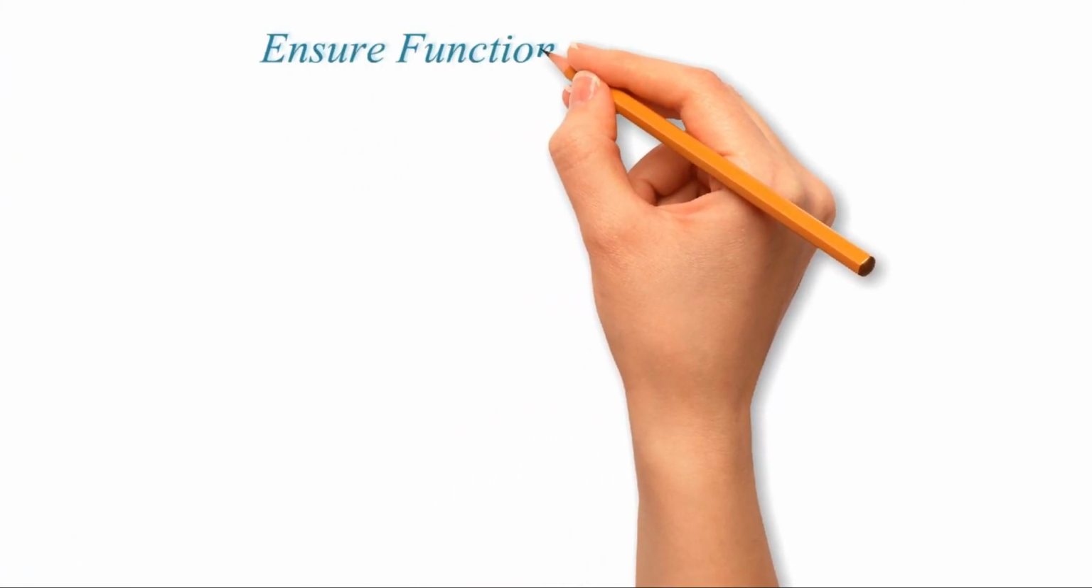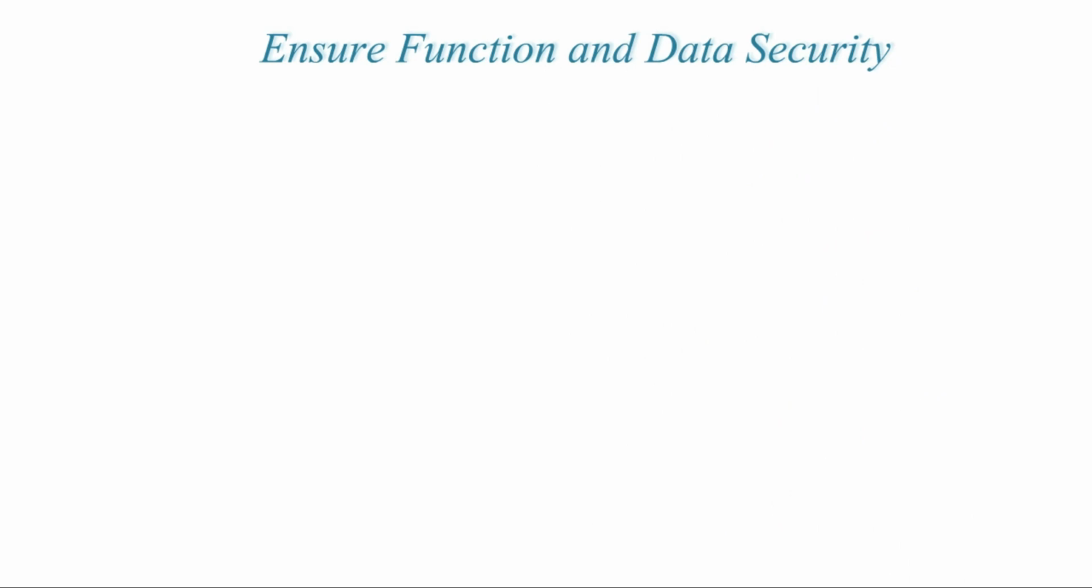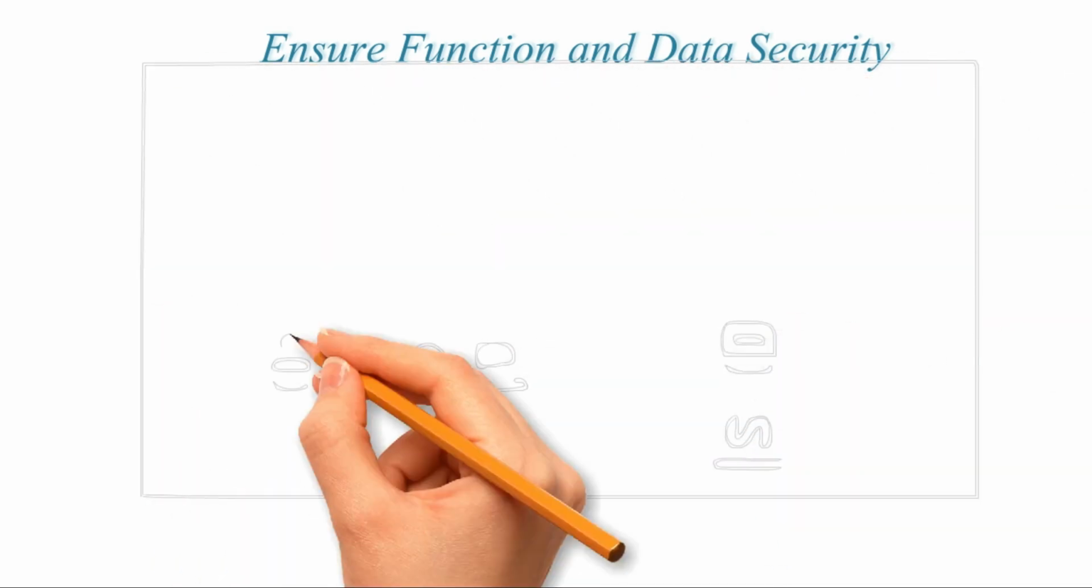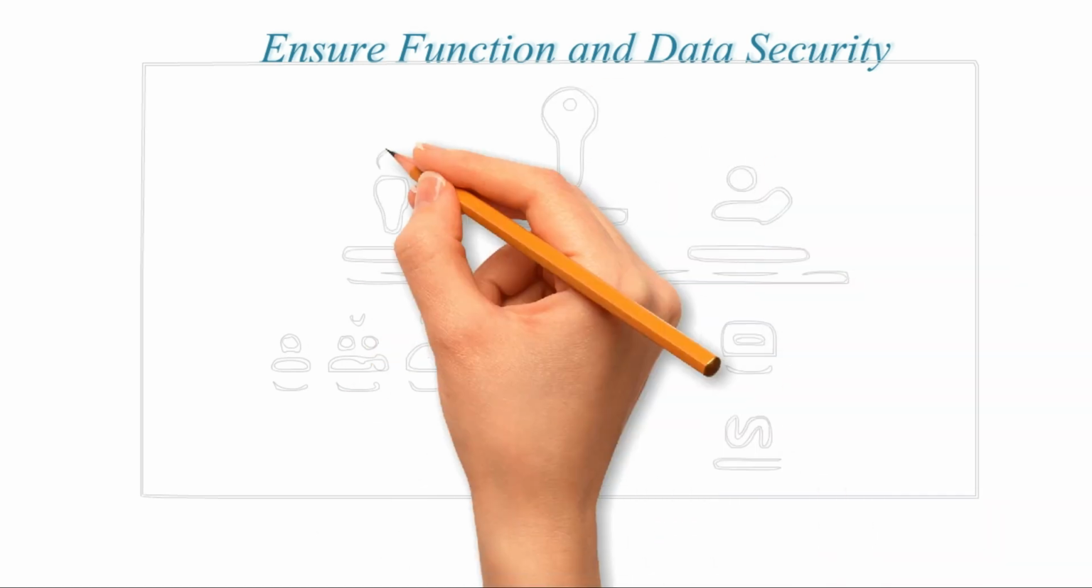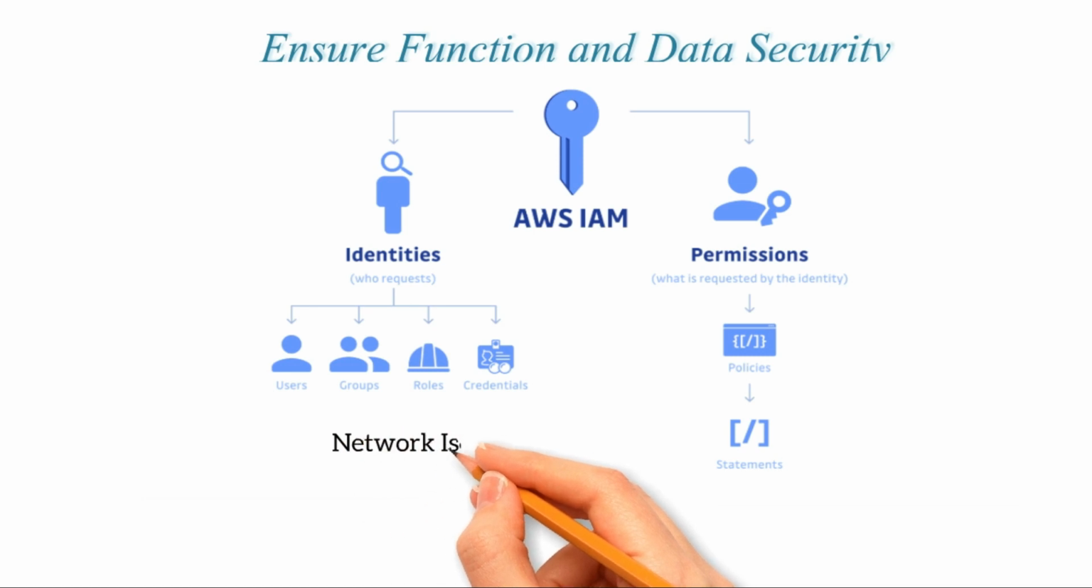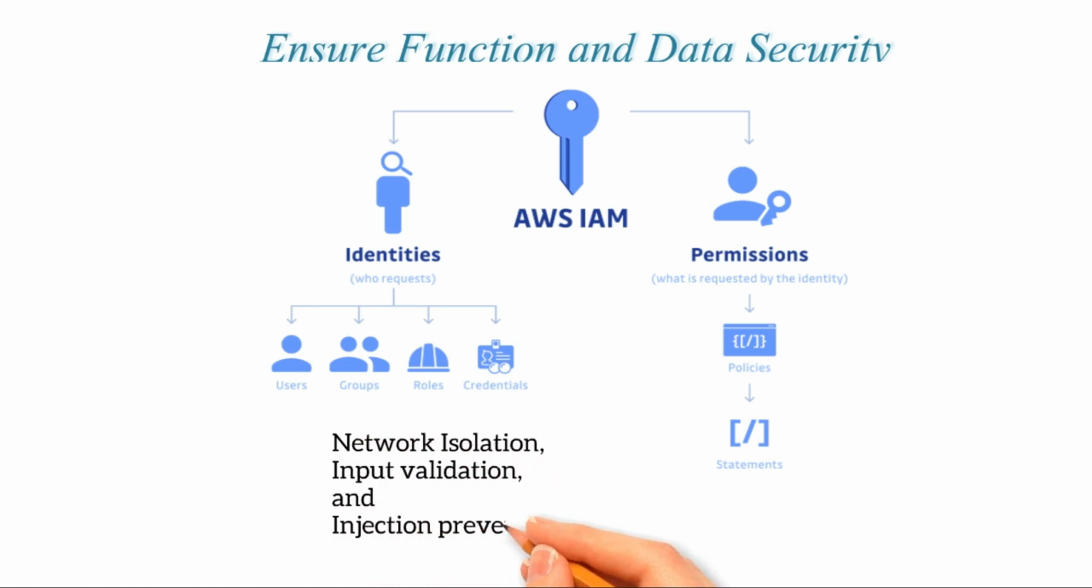Fourth, ensure function and data security. Manage function permissions using AWS Identity and Access Management (IAM), encrypt data at rest and in transit, and implement other security controls like network isolation, input validation, and injection prevention.